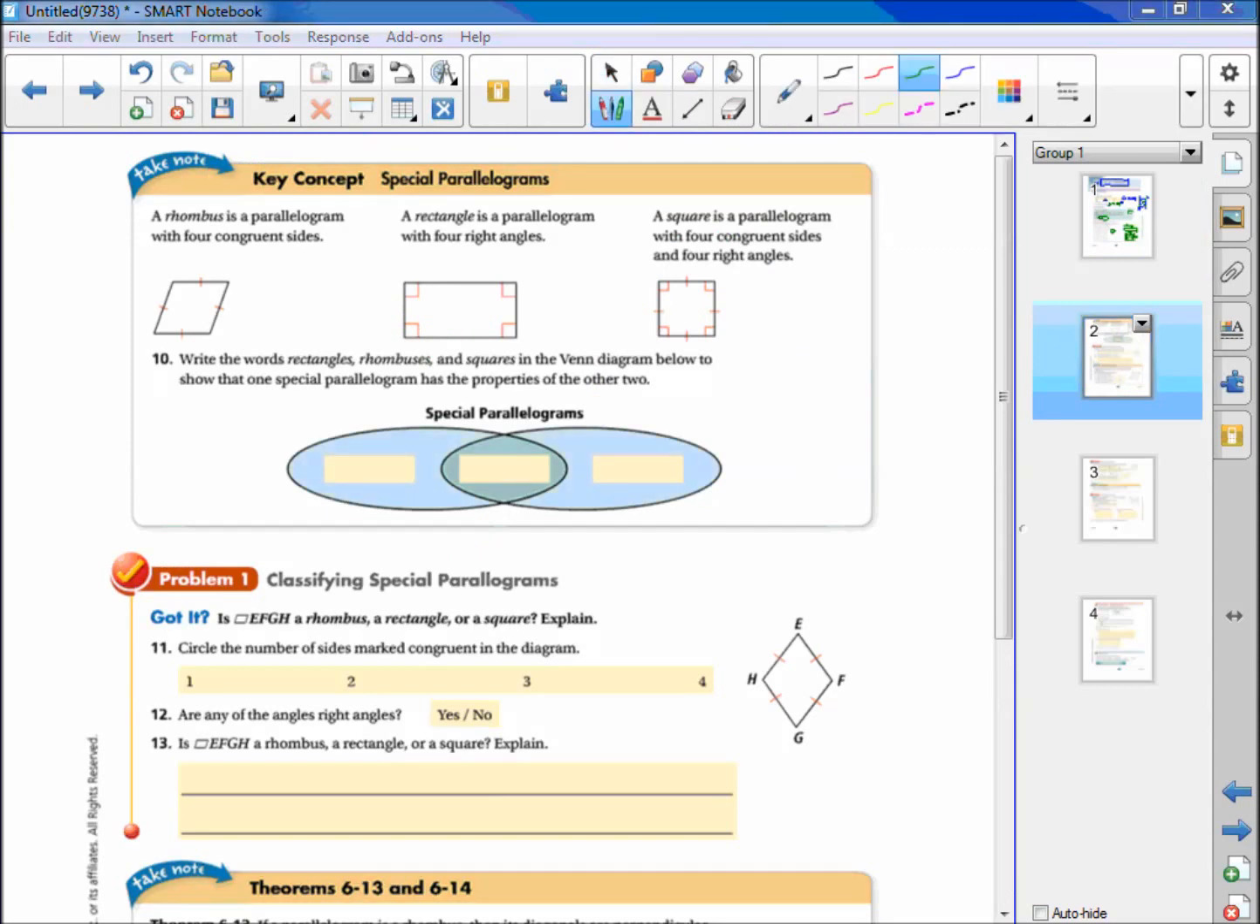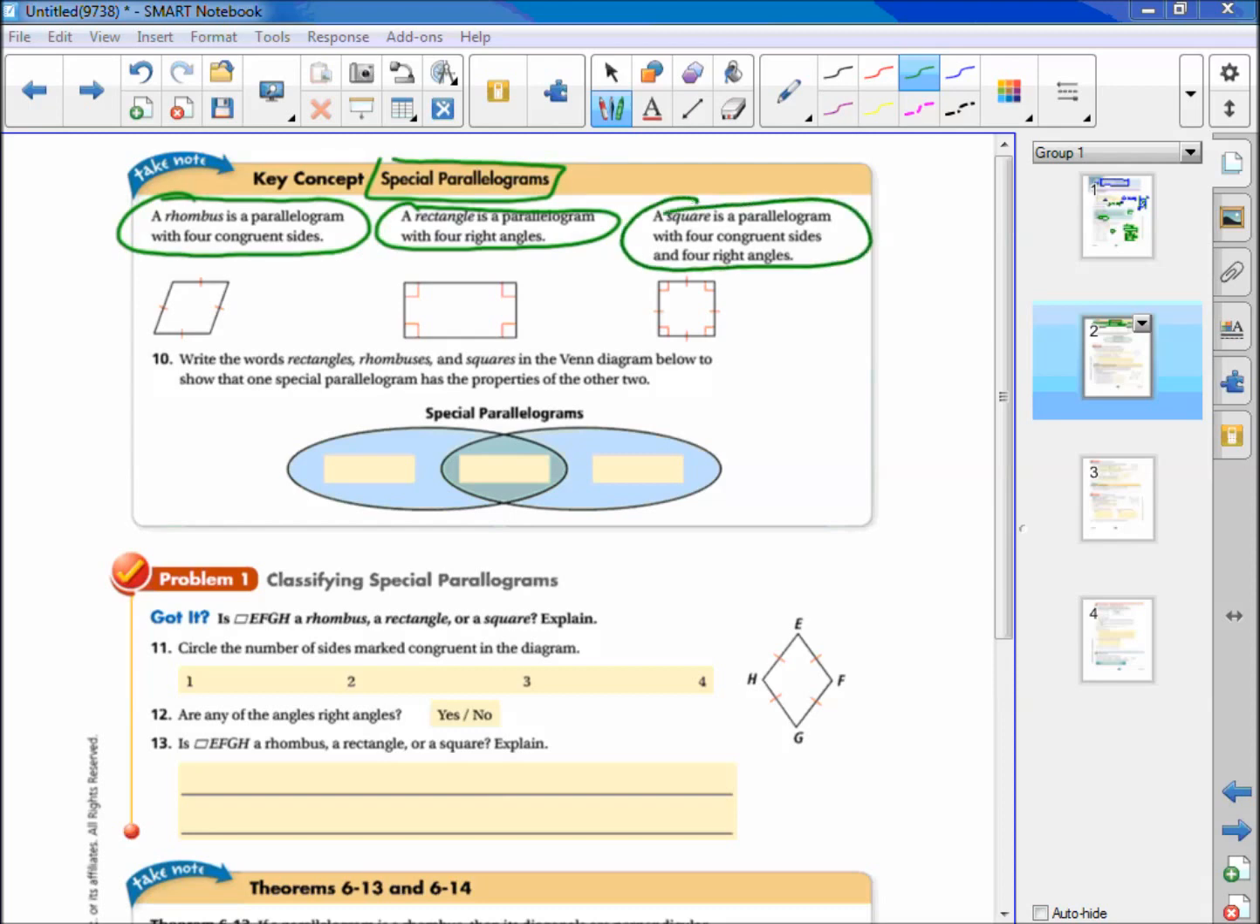At the top of the second page, we have a key concept, special parallelograms. We have three special parallelograms: a rhombus, a rectangle, and a square. We've talked about a rhombus a little bit. A rhombus is a parallelogram that has four congruent sides. A rectangle is a parallelogram that has four right angles. Notice it doesn't say anything about the sides being congruent, so there's no requirement for congruent sides. And a square is a parallelogram that has both of those things. So it has to have four congruent sides and four right angles. So a square is a rhombus and a square is a rectangle, but not necessarily the opposite way.